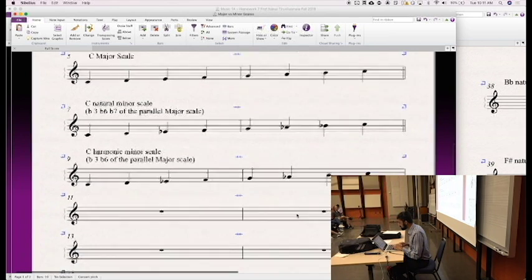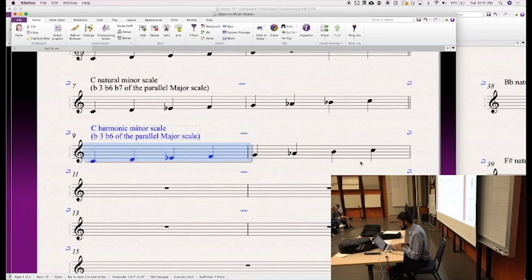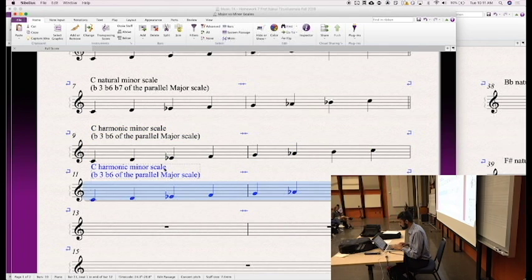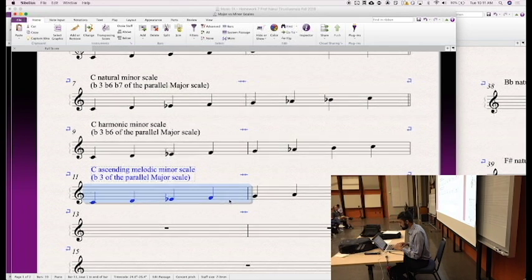Okay? Let's try a different combination. Let's just create another random combination of these, okay? Let's try not flatting the sixth note, and then you get another scale. This one is called the C ascending melodic scale. Okay? Let's try a different one.